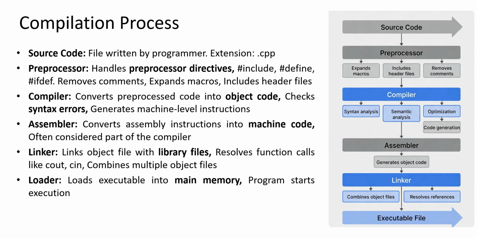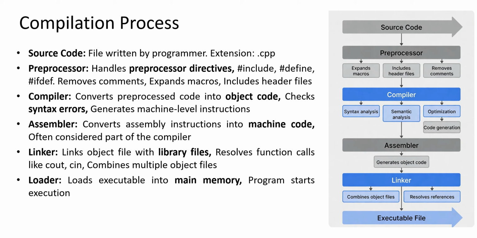The output of the preprocessor is then sent to the compiler. The compiler checks the syntax of the program and converts the preprocessed code into object code, which is machine level but not yet executable. After compilation, the linker comes into action. The linker combines the object code with the required library files, such as those containing definitions for cout and cin. It also resolves external function references and produces a final executable file.